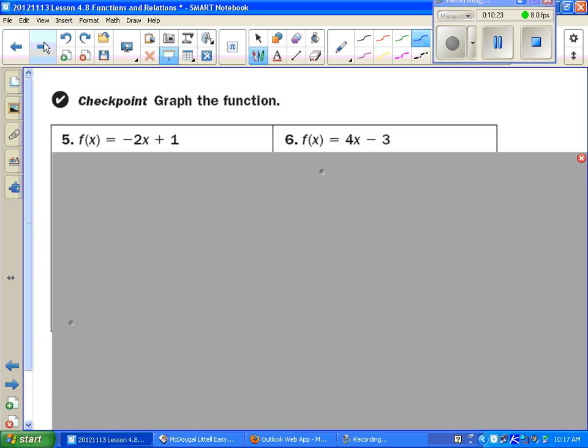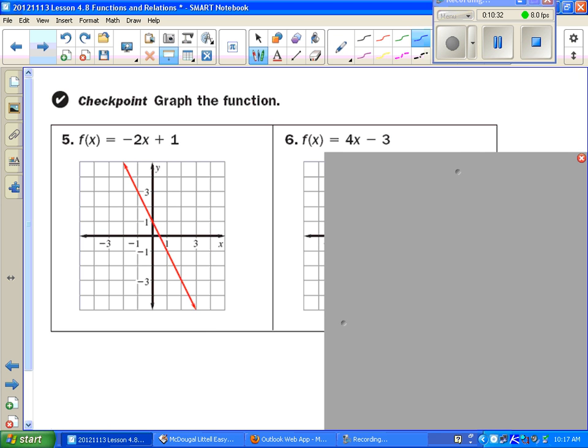And then the last checkpoint, f of x equals negative 2x plus 1, graphing the function. So y equals negative 2x plus 1. When we look at that one, it'll still be mx plus b. B tells you to start at positive 1. M's value is negative 2. M equals negative 2.